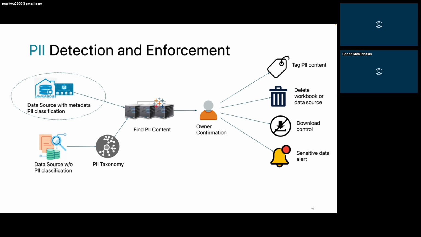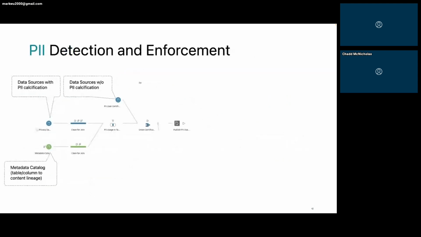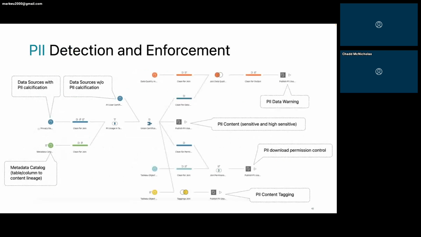Then I'm using the same approach to detect the PII tables and columns used on Tableau Server, using flows. Data sources with PII classification from EDW and data sources without PII classification, I union them and have the published data sources on the server as my reference data point. This is a high-level flow. In real life, it's much more complicated. It's more like this. This is my flow.